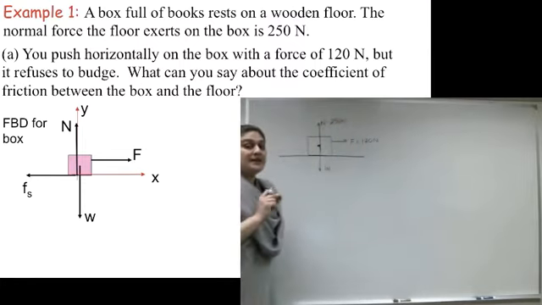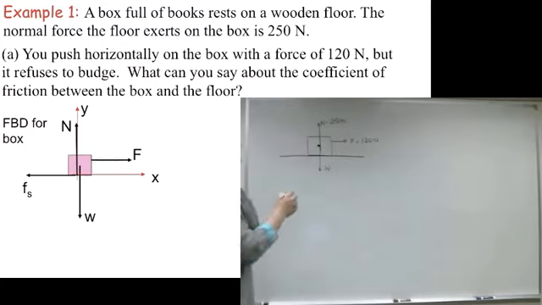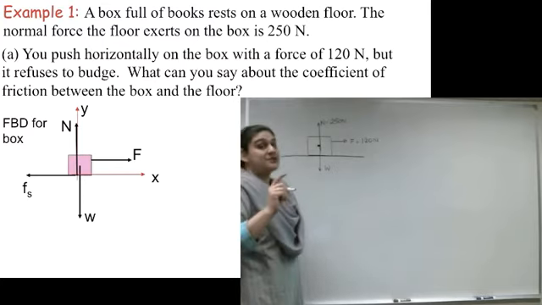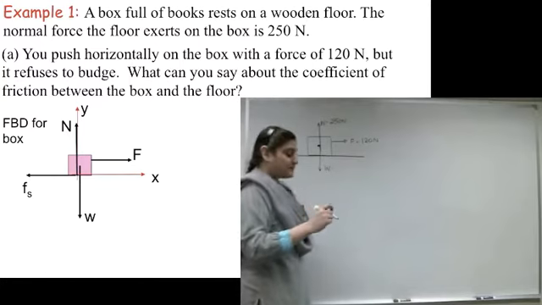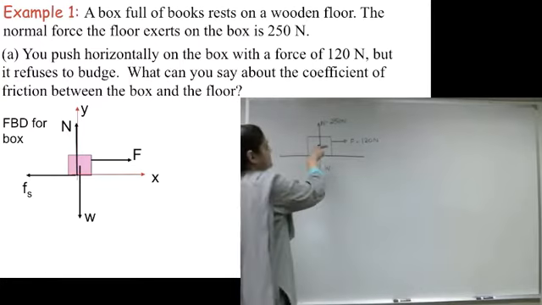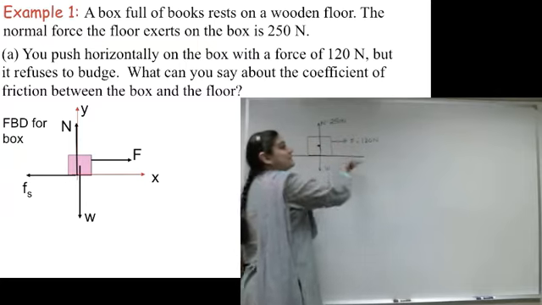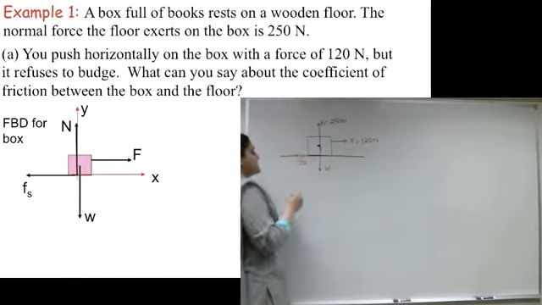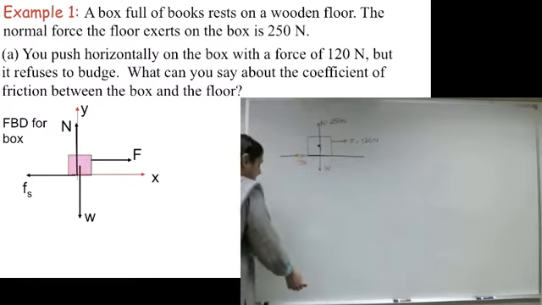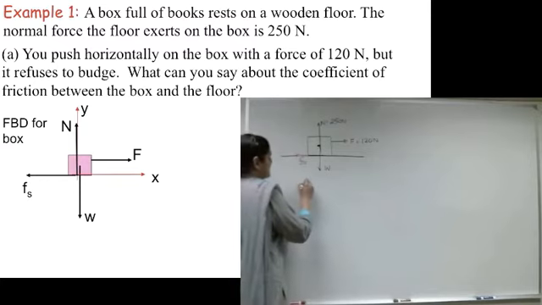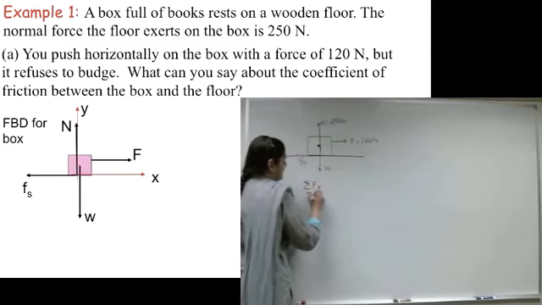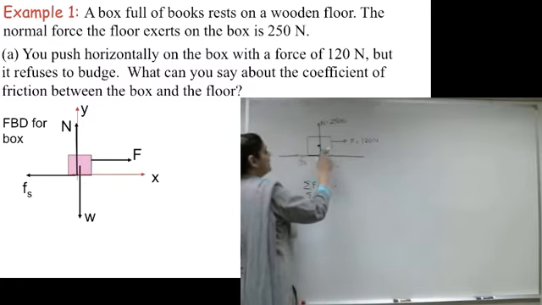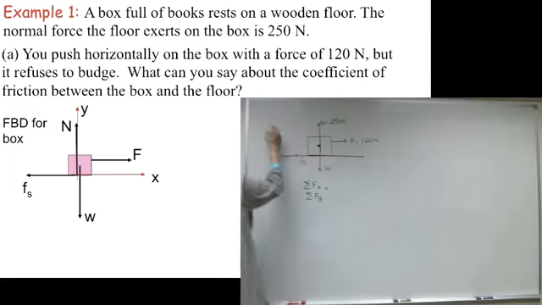Okay, now it says, what can you say about the coefficient of friction between the box and the floor? So first things first, which direction should friction be? Friction has to oppose your motion. So in fact, if your force is that way, your object will want to move that way. So that means your friction has to oppose it, and it has to be this way. Now, I know from Newton's laws I can rewrite them as sigma Fx and sigma Fy. Find out all the forces that are acting on the x-axis. So let me say that this is my x and this is my y-axis.